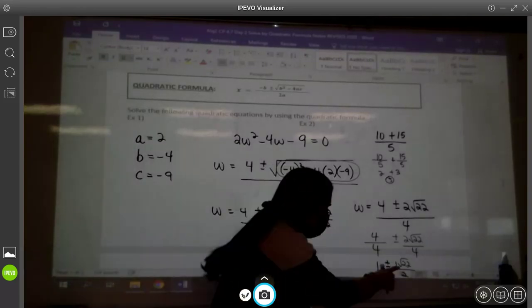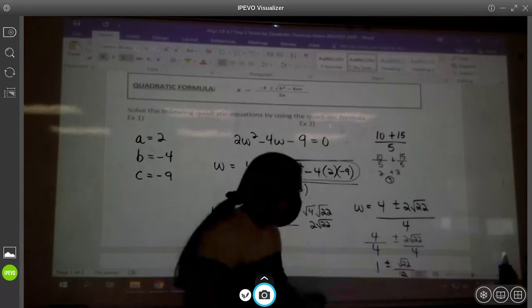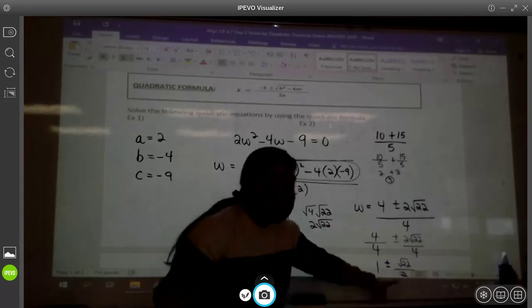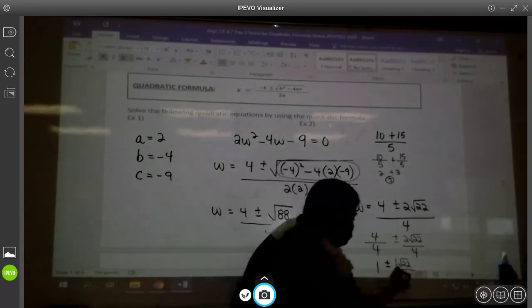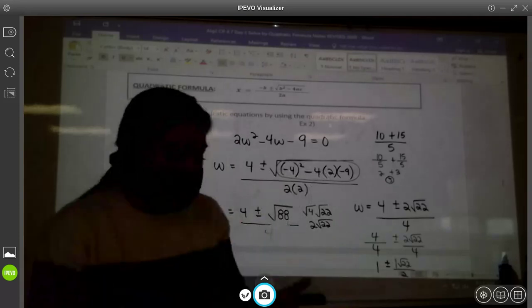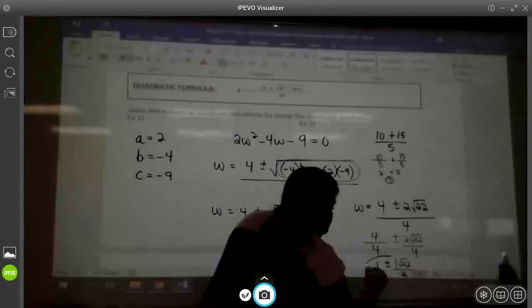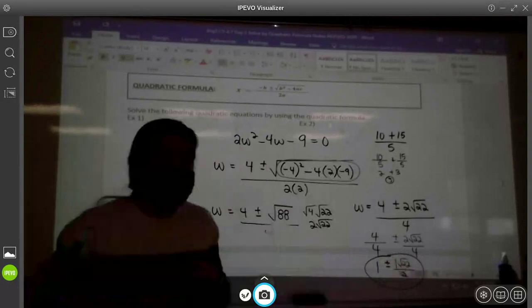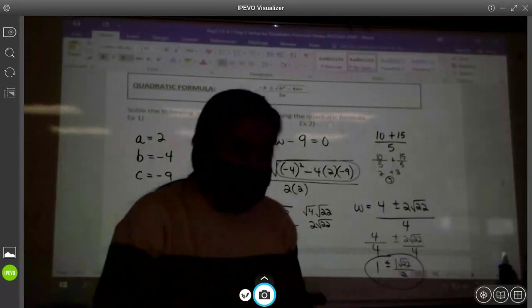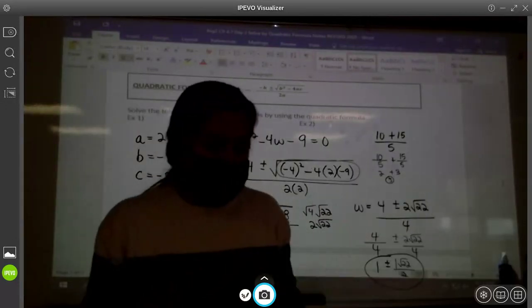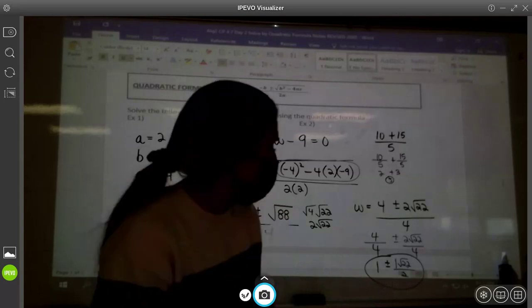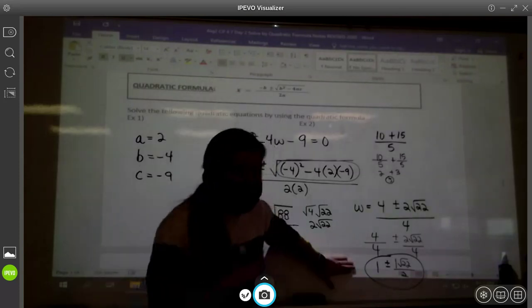I don't have to put this 1 in front. It can just be the square root of 22 divided by 2. But if you feel better putting it, then please feel free. But guys, this is your reduced, simplified answer. It's still 2 very ugly decimals, but we don't want the decimals. We want it in its simplest, exact form.